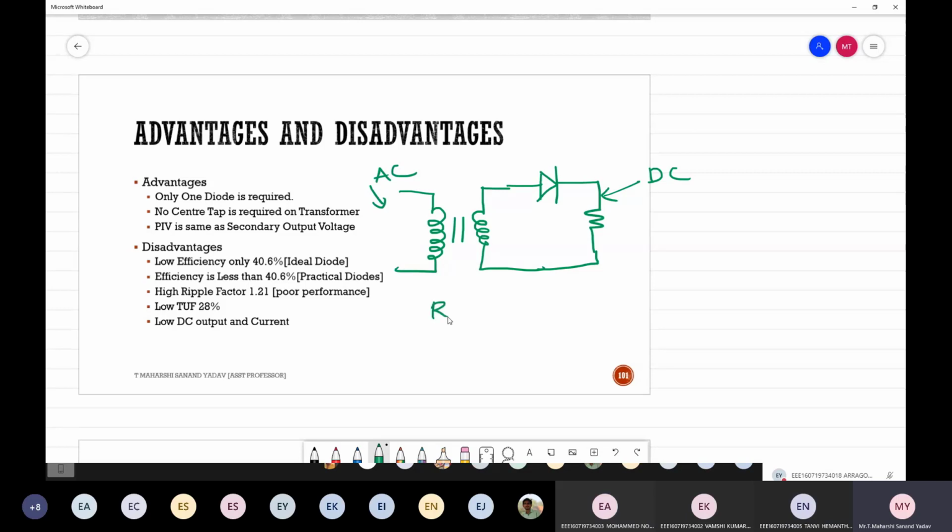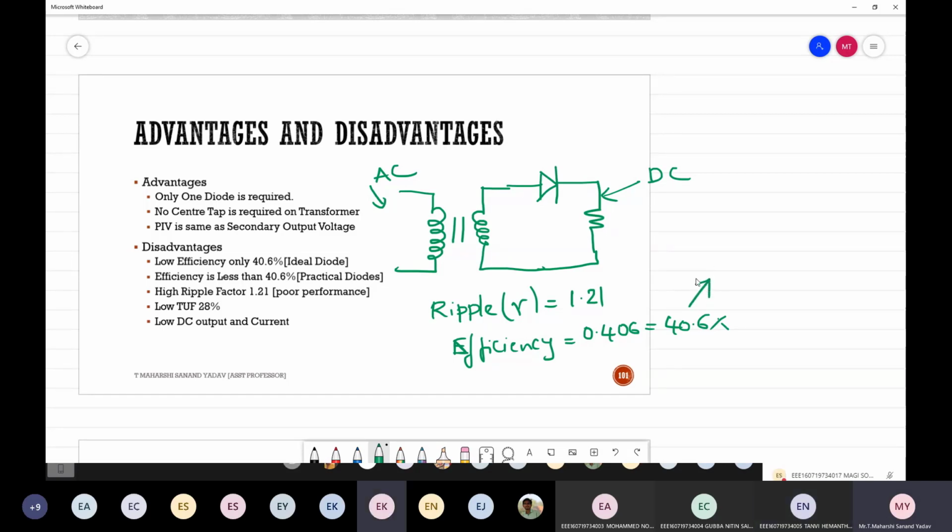Can anyone tell me what is the answer that you got for ripple factor, gamma? It is 1.21. Whereas efficiency is? What is the efficiency that we got? Approx 40.6. So should efficiency be more or less? Efficiency should be more. So this is a bit small value.